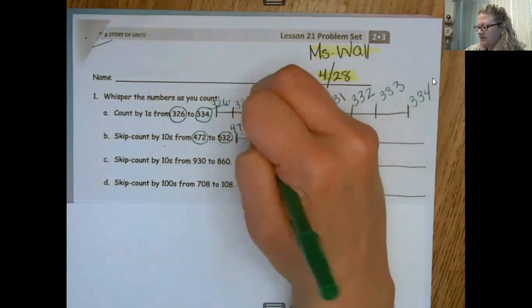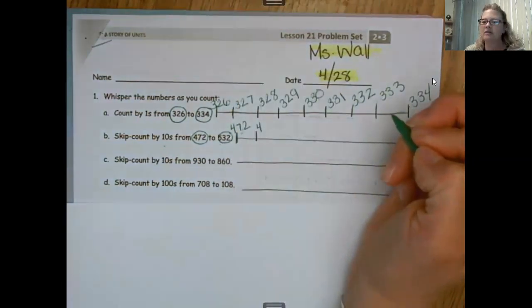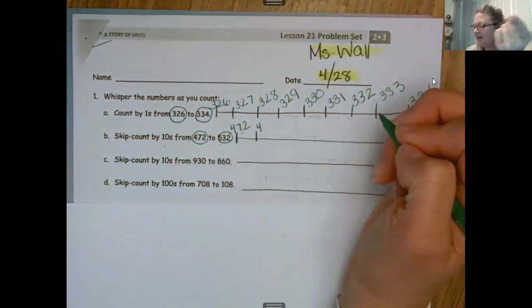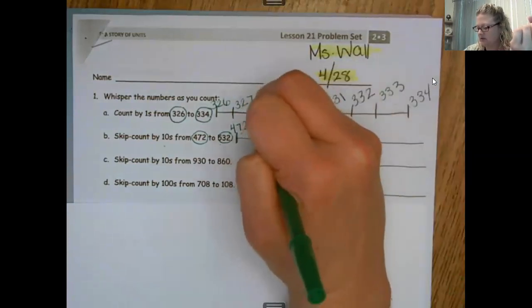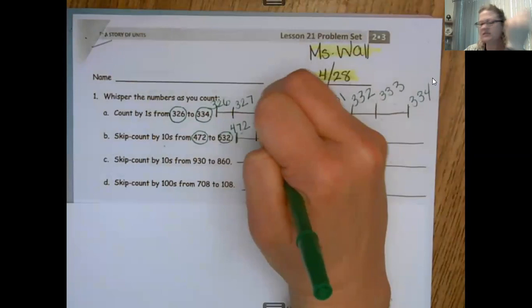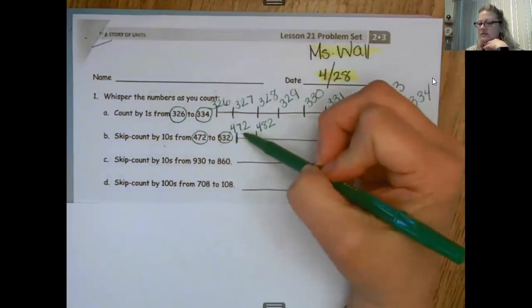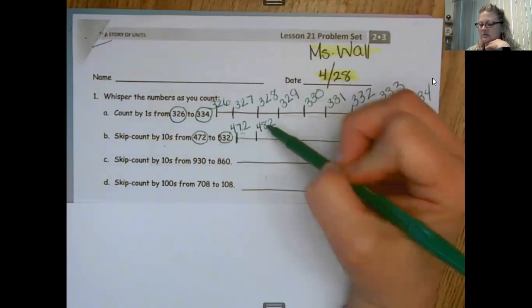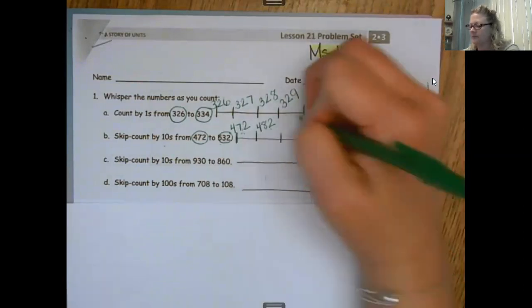My hundred stays the same, so the 4 stays. Now the 7 is going to go up 1. So what number comes after 7? 8. And then my ones place, the 2 stays the same. So we go from 472 to 482. See that? There's 10 spaces between there. All right, let's try the next one.